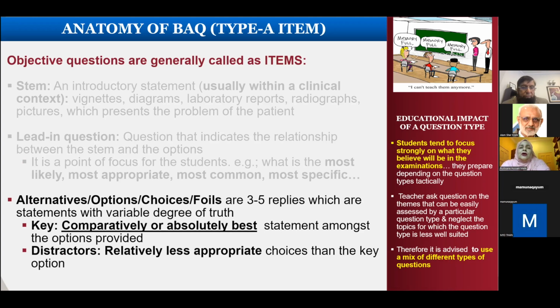Then this is followed by the alternatives or options or choices or foils, whichever terminology you are using, which are 3 to 5, now extended up to 7, replies which are statements with variable degrees of truth. The key is comparatively or absolutely best. It is very important to understand that the key might not be the best answer for that question, but among the options which we have provided, it is the best. While the distractors are relatively less appropriate choices than the key, they have an element of truth in them.